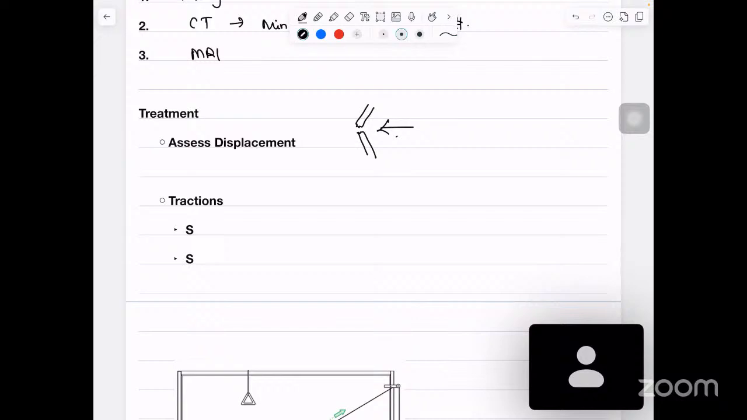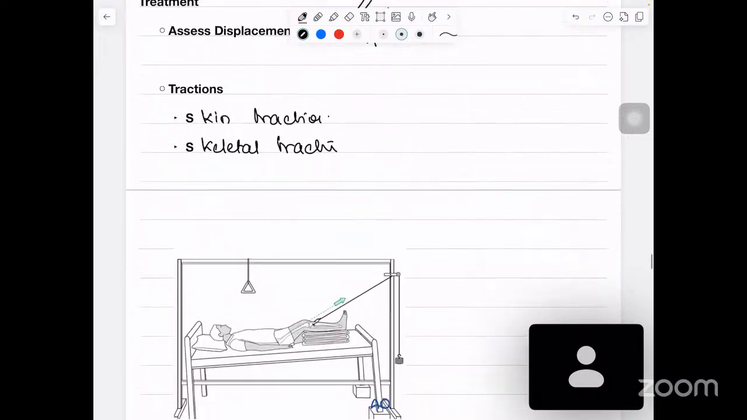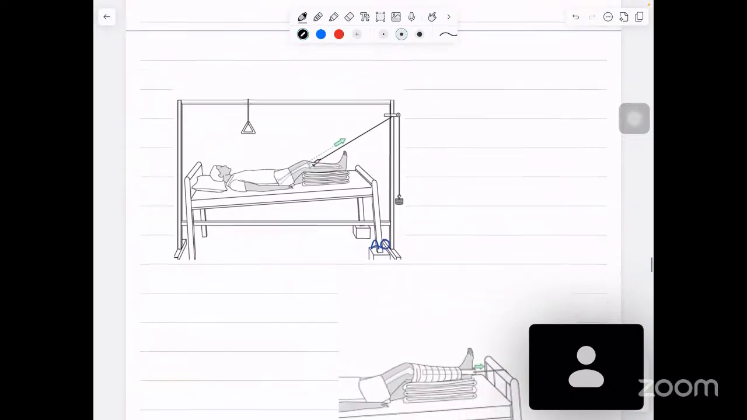You can't get it to 100% normal, but you need to bring the fracture, you need to align the fracture to its near anatomical position. Okay, so for that, what you need to do is two tractions: one is skin traction, the other is skeletal traction. Not everyone needs a traction, but there are conditions. Okay, what exactly is a skin traction?